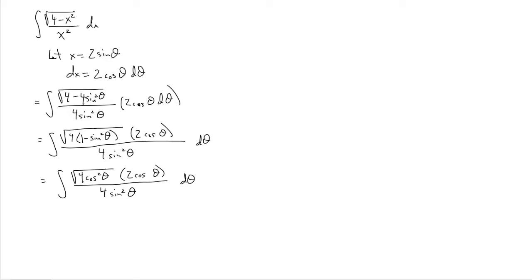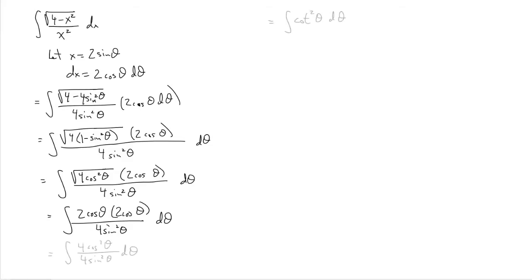I'm going to take the square root of 4 cosine squared theta to simplify this. And the square root of 4 cosine squared theta is, of course, 2 times the cosine of theta. And so I have 2 times the cosine of theta times 2 times the cosine of theta, which is 4 cosine squared theta. And after you cancel the 4's and rewrite this more simply, we end up with the integral of the cotangent squared theta d theta.